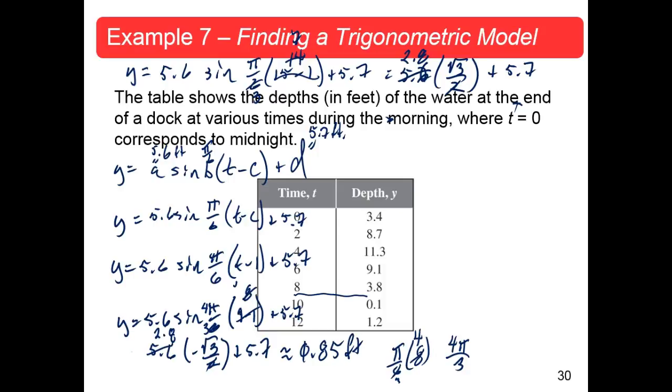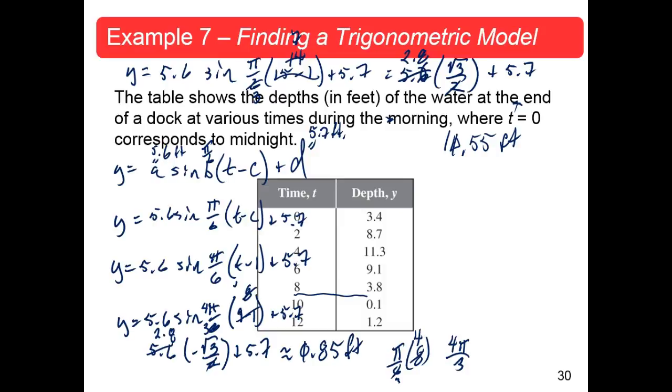A little louder. 10.55 feet. Okay? Now let's see if that kind of makes sense. Notice what was our period here? 12, wasn't it? 12 hours. So that means 15 hours later should have been the same as it was 3 hours. And 3 hours was right here, something in between 8 and 11.3. Yeah, that's making a lot of sense.